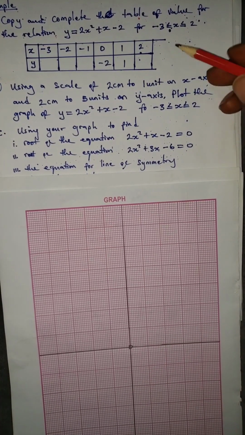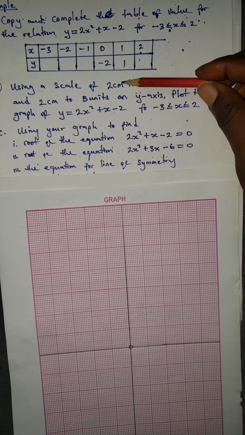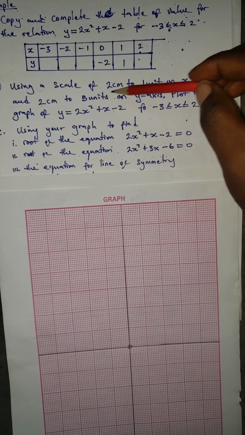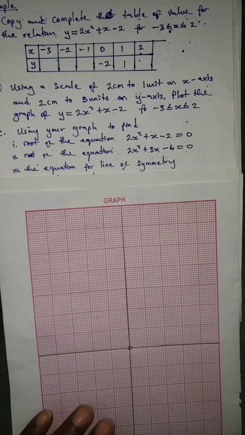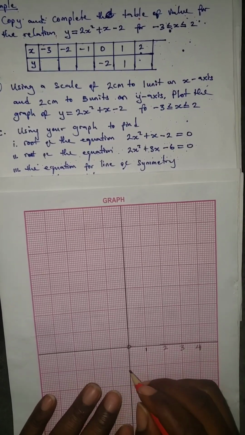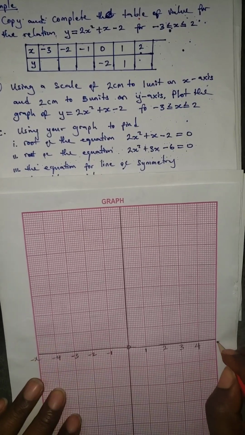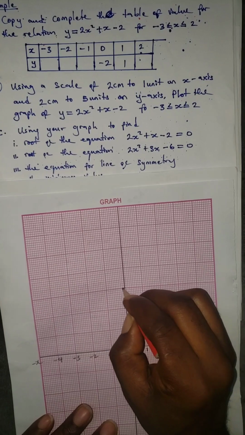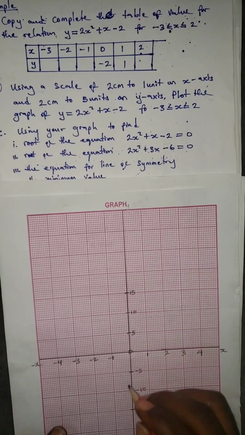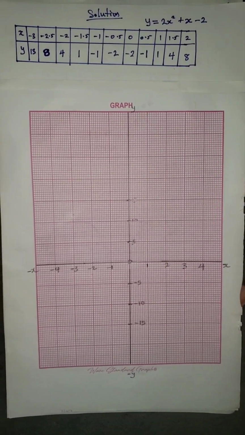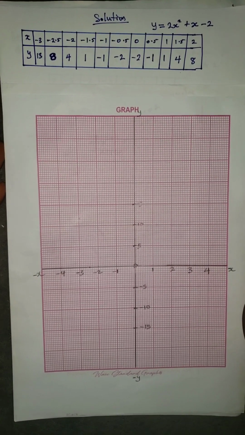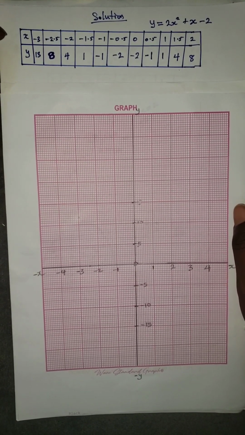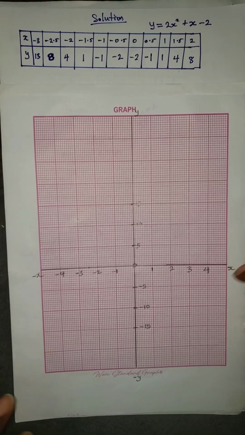In labeling my graph, I have to consider the scale: 2 cm to 1 unit on the x-axis and 2 cm to 5 units on the y-axis. So as you can see, I'm done with my labeling of the graph. The next thing is to plot the points on the table of values.